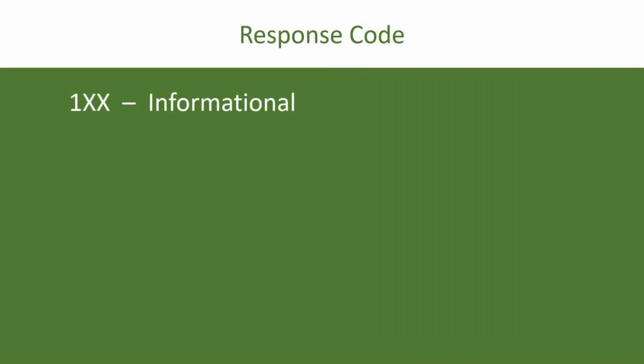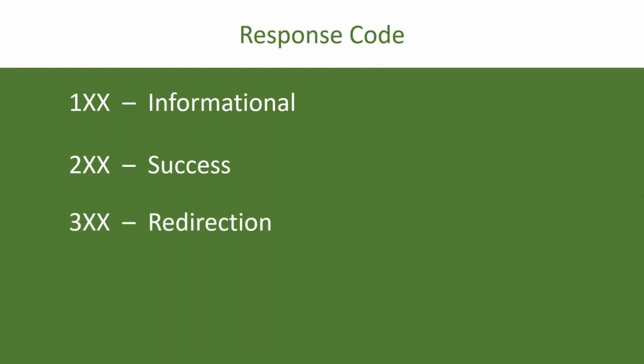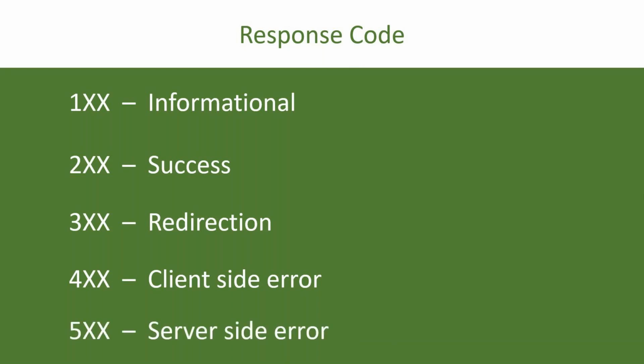So look at the series. The 100 series means informational. The 200 series means success. The 300 series is redirection. 400 means it's a client side error, that means some issue with the request that we are sending. The 500 series means it's a server side error, that means some issue from the server side. So let's explore all these response codes.